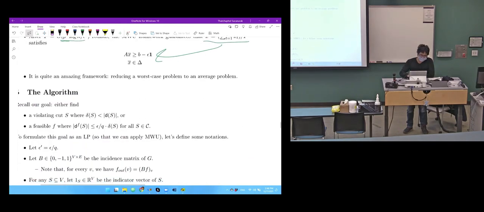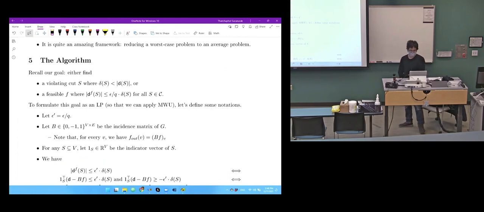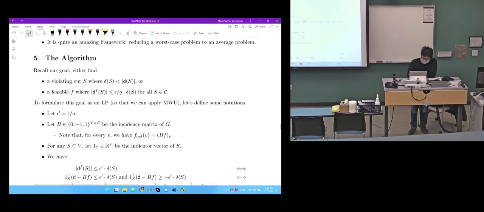Okay, so now we have all the ingredients that we want to look at. Just to recall, the goal is to either find a violating cut or a feasible flow such that there is small excess on every cut in the family. And if I rewrite things a bit so that this looks like an LP, let me simplify this to epsilon prime.